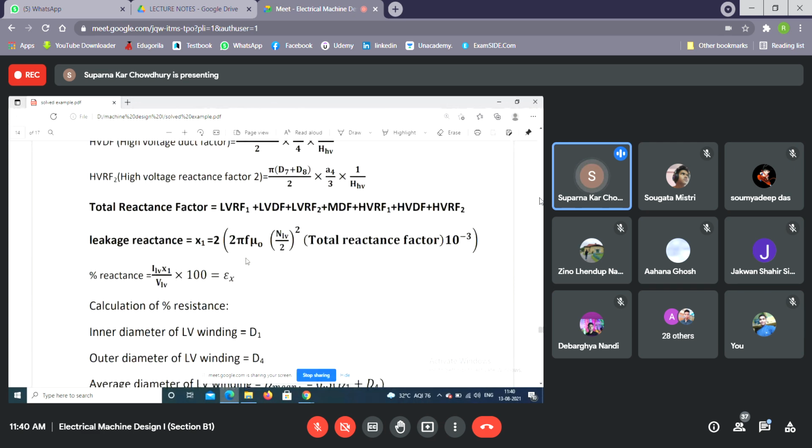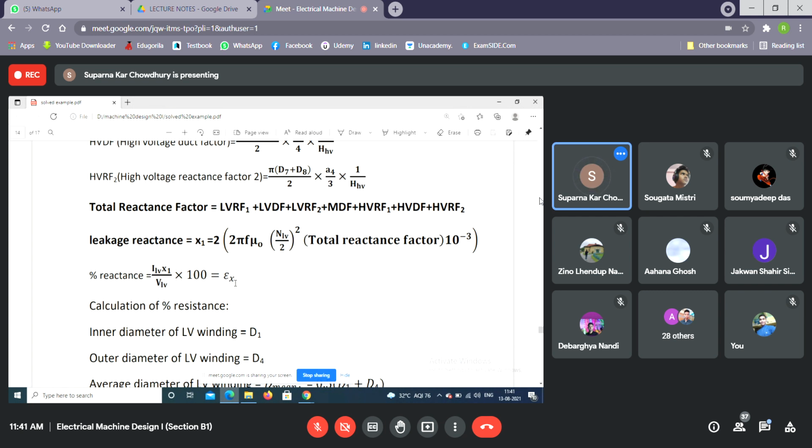The leakage reactance will be twice pi f mu 0 into N LV by 2 squared into the total reactance factor. This is for one limb, into 2 because we are connected in series. Now, what we are interested in is the percentage. So percentage reactance will be current into X1 divided by voltage into 100, equal to epsilon x.